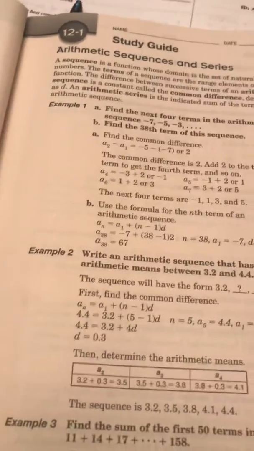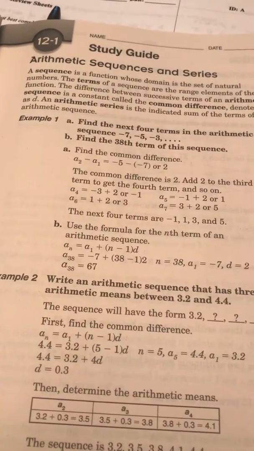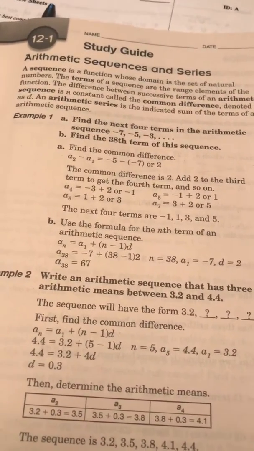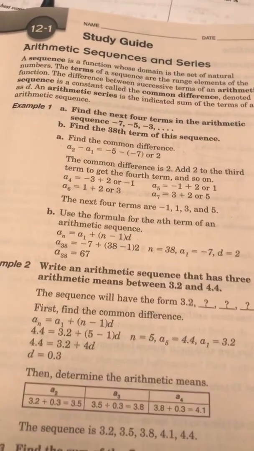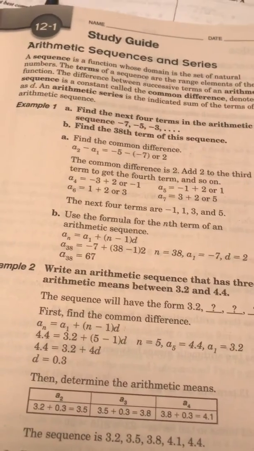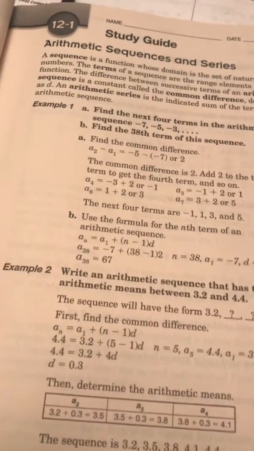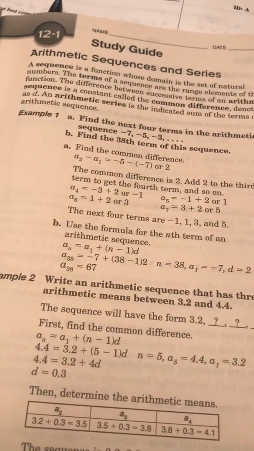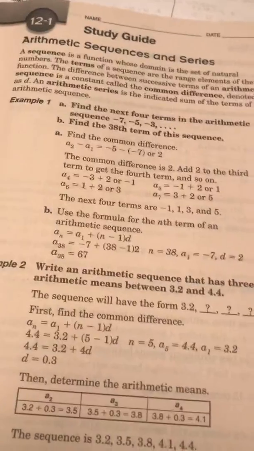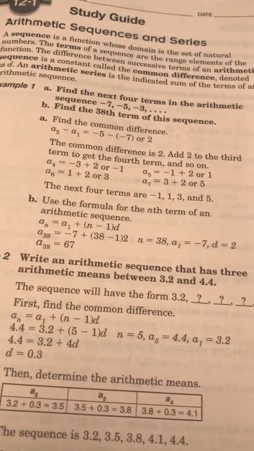Basically, let's discuss very quickly what an arithmetic sequence is. An arithmetic sequence is just a list of numbers where you are consistently adding or subtracting the same thing every time, what they call a common difference.